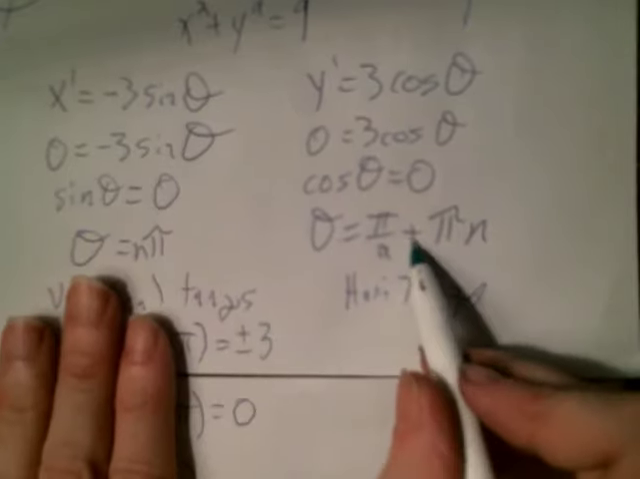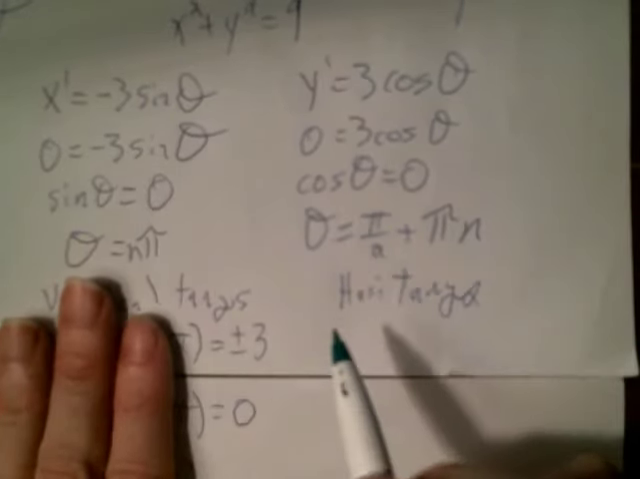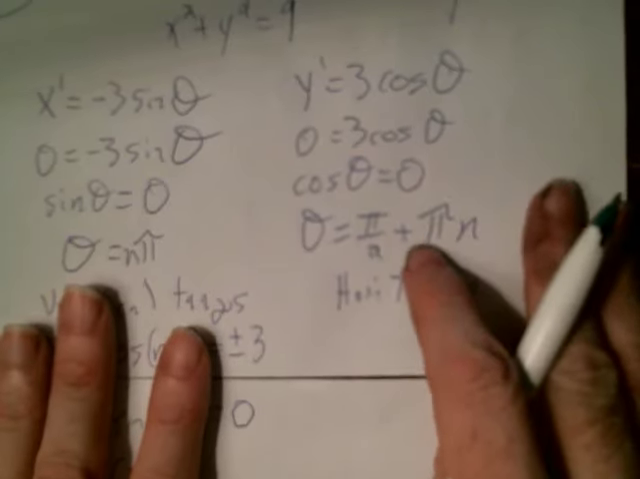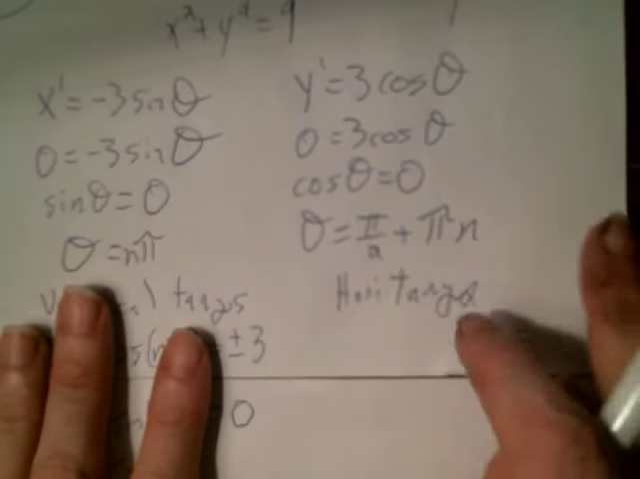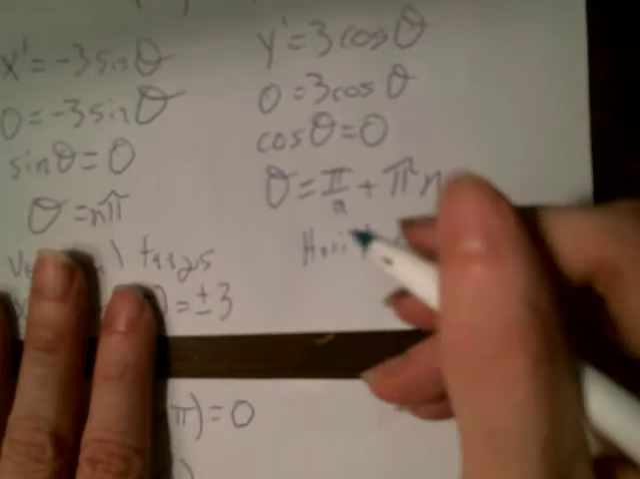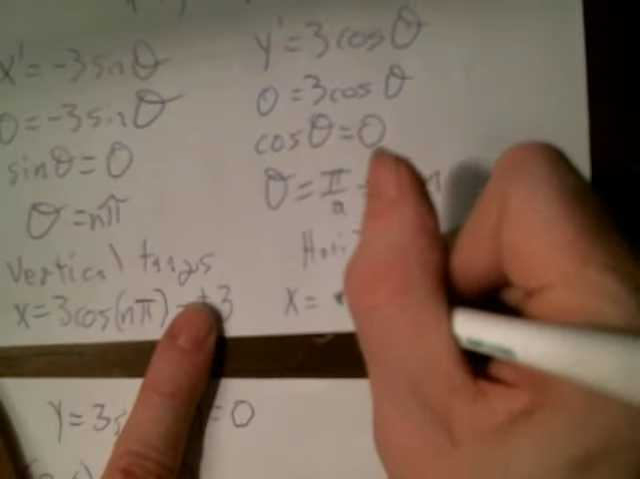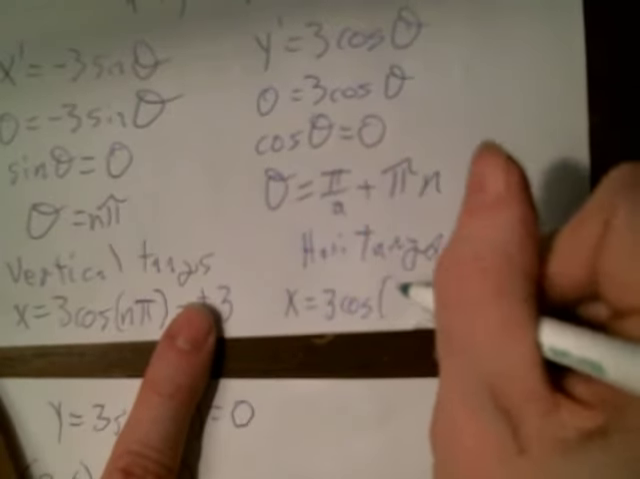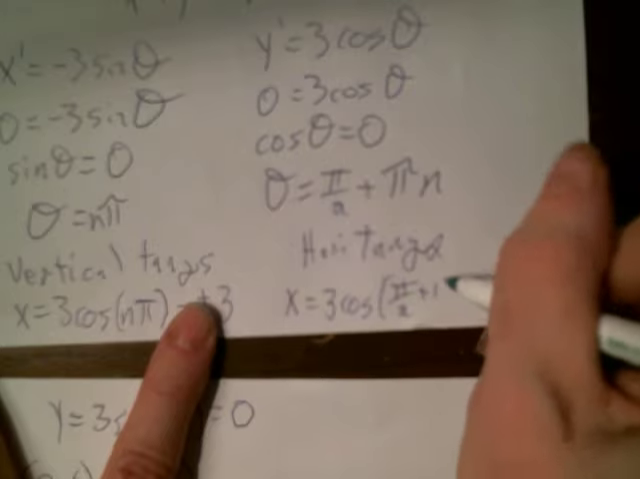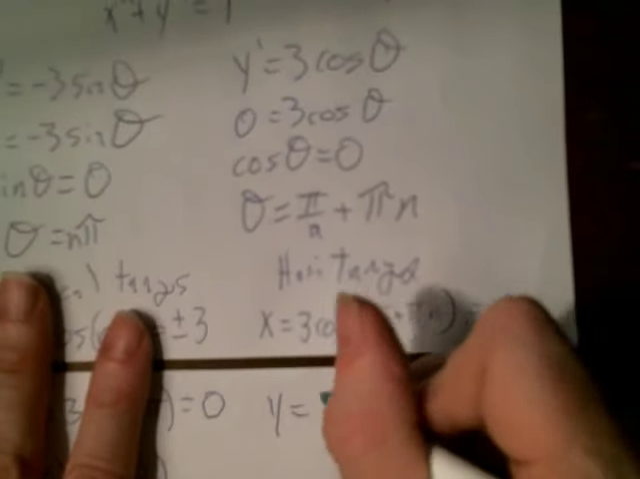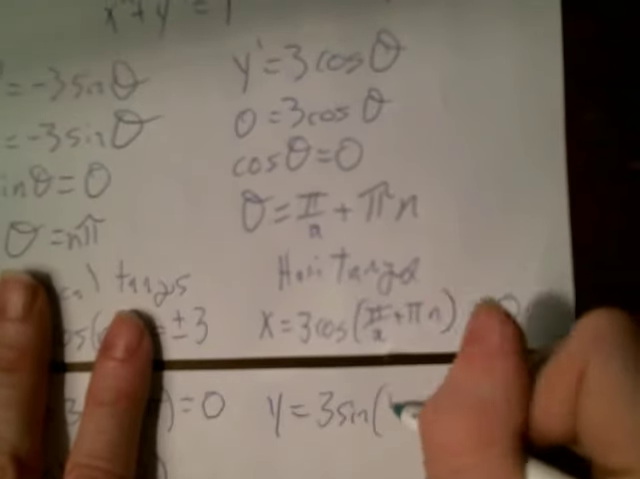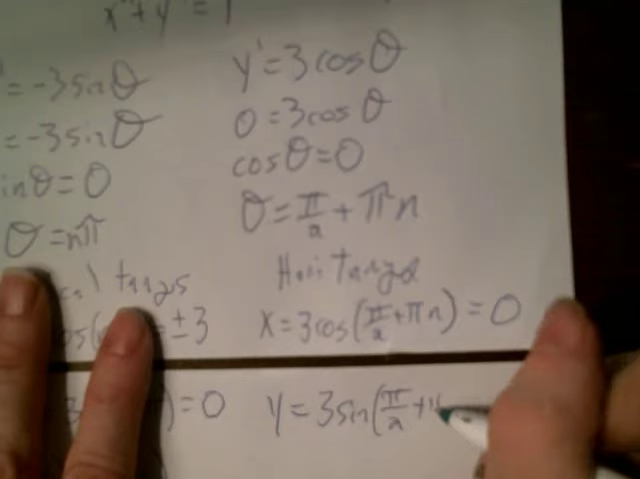And we're plugging this formula now into our original equations. So when y prime is 0, you'll get the horizontal tangents. So for the x coordinate, x equals 3 cosine of pi over 2 plus pi n. And of course, cosine of that is just 0. And then y equals 3 sine of pi over 2 plus pi n.